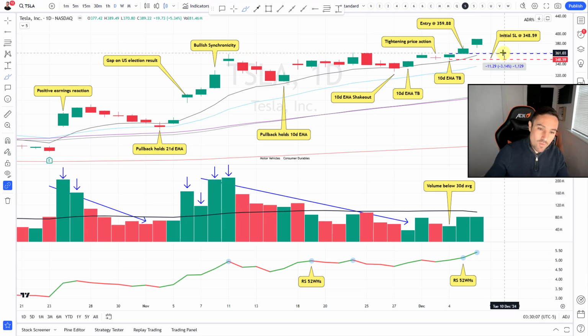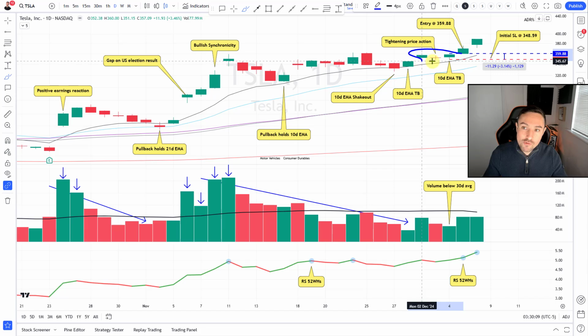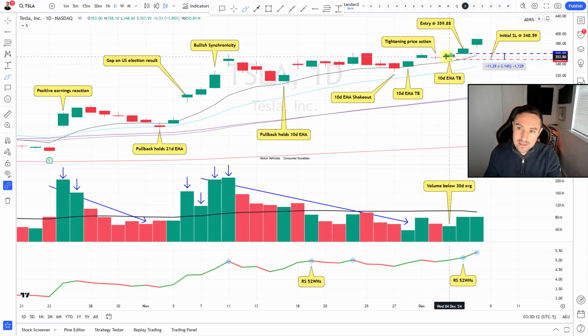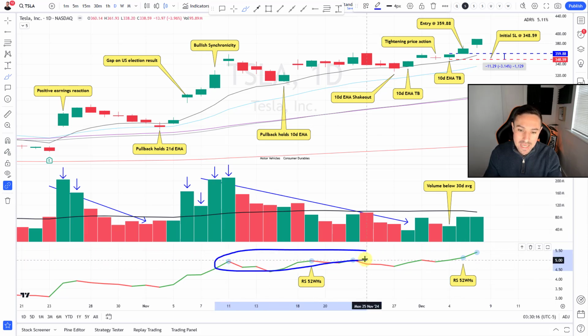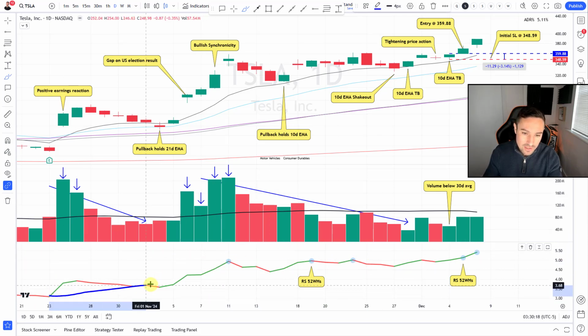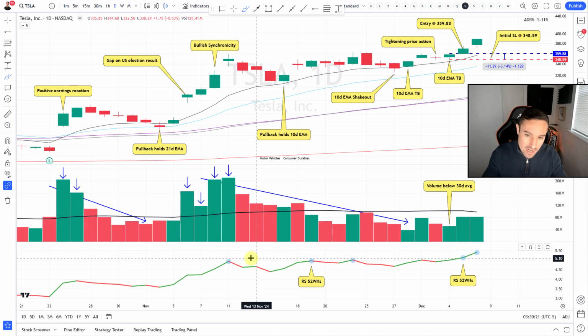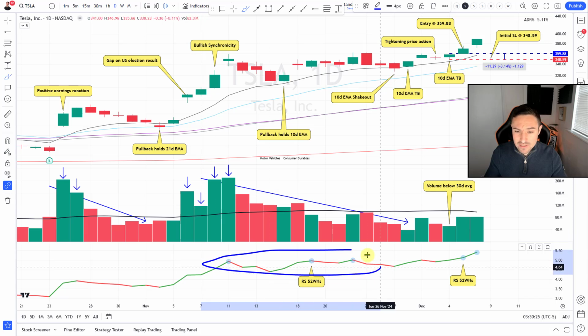Okay, so let's rewind a little bit. What we have is Tesla really tightening up here. My entry is here, initial stop loss is here; we'll come on to that a little bit later. We've got RS 52-week highs in the base. Really, really like that in the base. Look how this RS line is turning up as well. Upticks in the relative strength line, 52-week highs coming through. Even better if it's 52-week highs in the base.